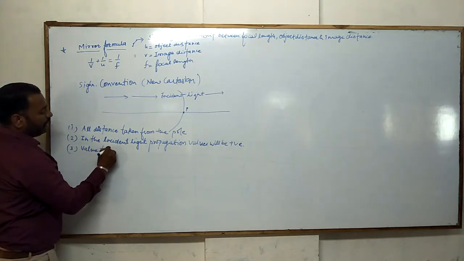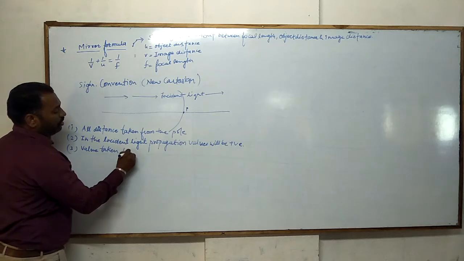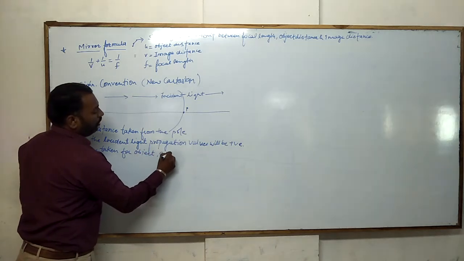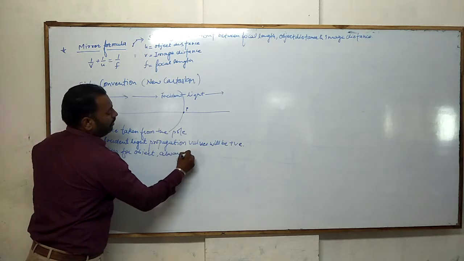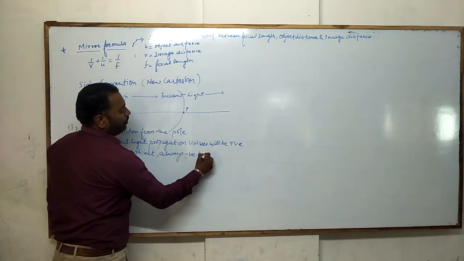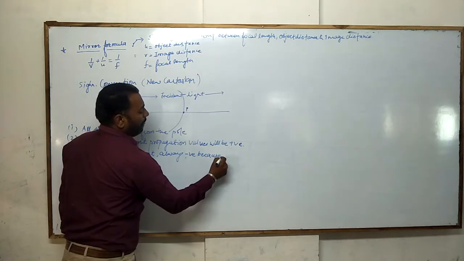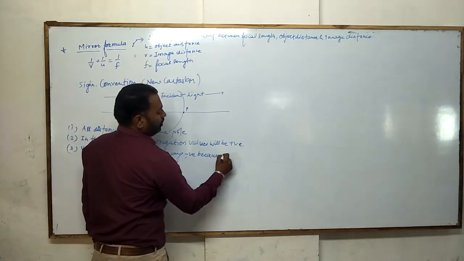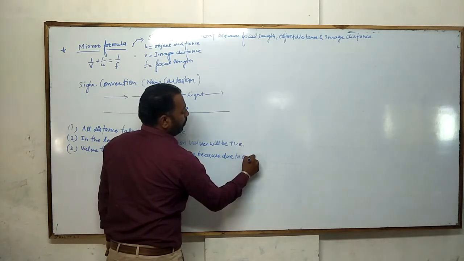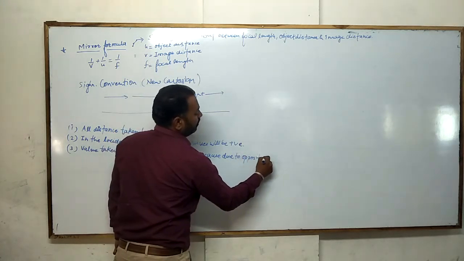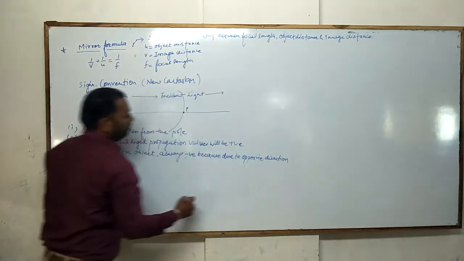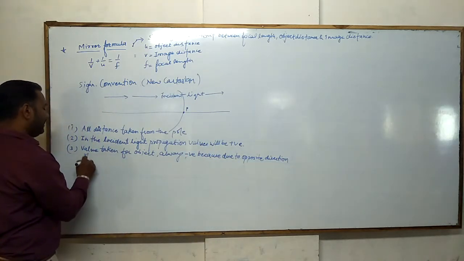Values taken for the object are always negative because they are in the opposite direction of incident light.